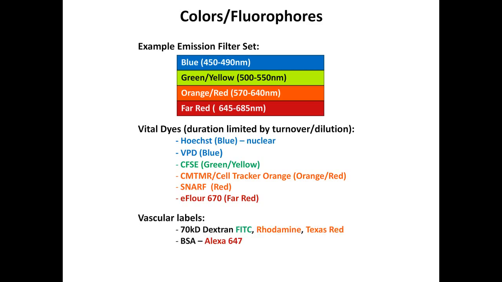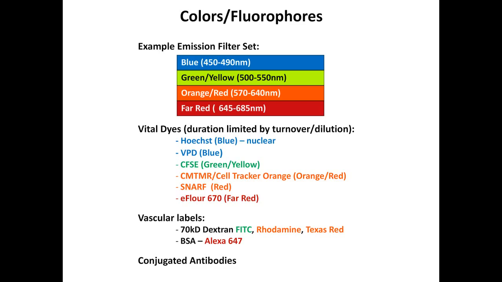Also in two-photon, we often use vascular labels, where we can use inert substances such as dextran, or a protein such as BSA, bovine serum albumin, to label the blood volume so that we can see blood vessels. Also, in many cases, you can use your favorite antibodies conjugated to various fluorophores to highlight and image specific tissue components in your imaging.